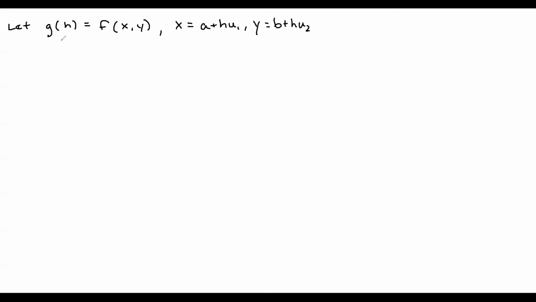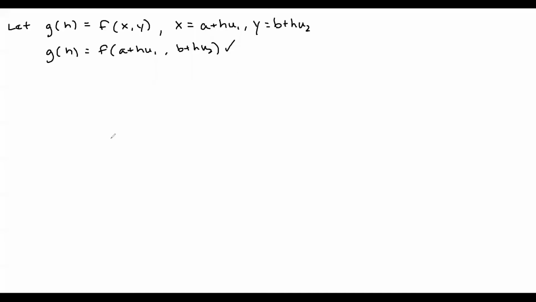Okay, and so this is still a single variable function. If you took x and y and plugged them in, we would get g of h equals f of a plus h u1 comma b plus h u2. And so g of h is still a function of h because a, b, u1, and u2 are all given. Those are all numbers. So the only variable here that could potentially be changing would be the h. Okay, so this g of h is still a function of h. All right, so that's just kind of an aside. If we have g of h on this side and f of x, y on this side, it maybe doesn't look like it's a function of h, but it's because the h is in the x and the y.